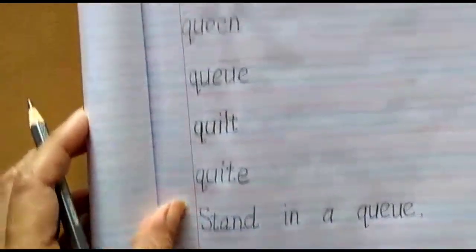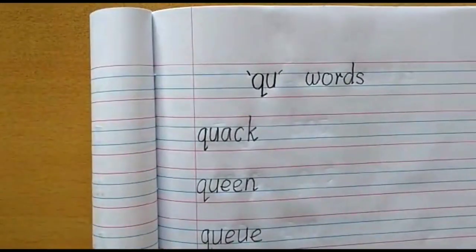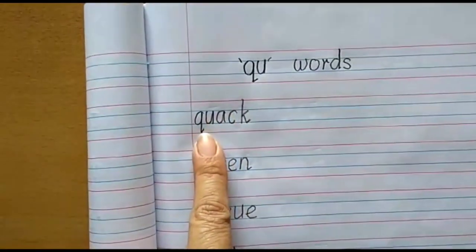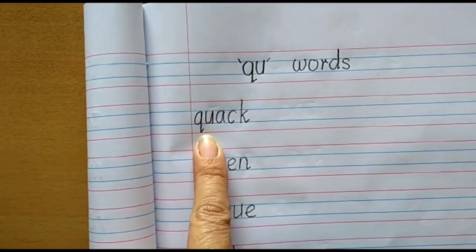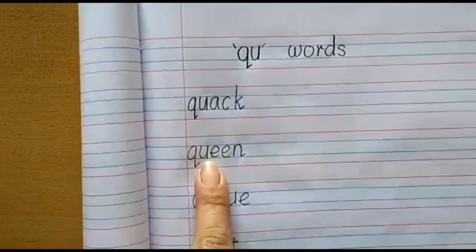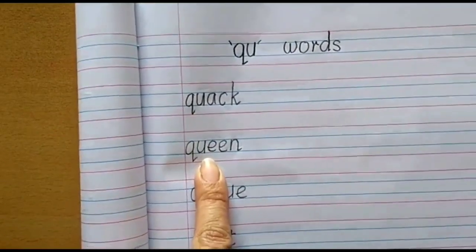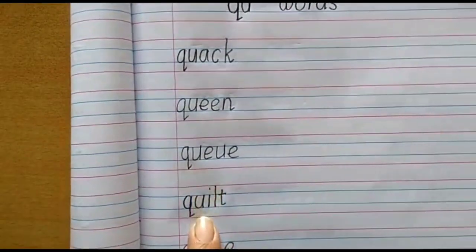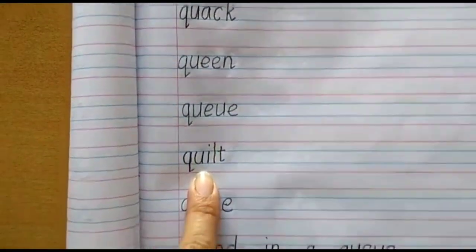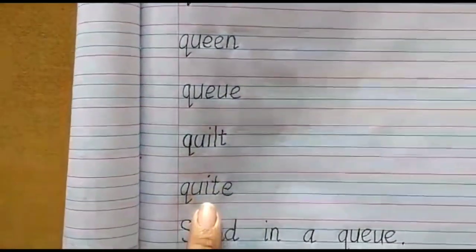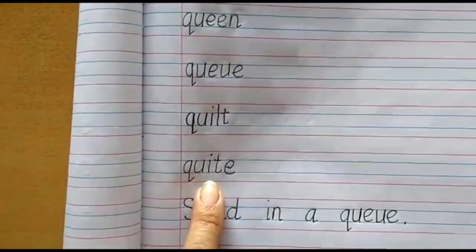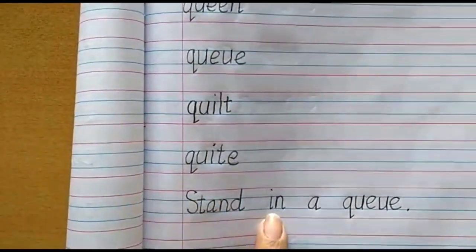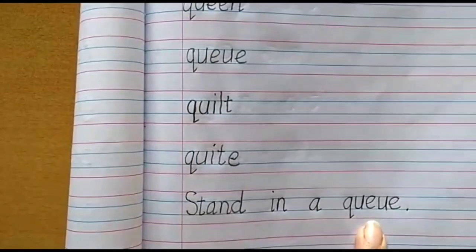Okay? So let us revise the words, what we have written today. QU words. Quack. Children, please repeat after me. Quack. Queen, queue, quilt, quite, and then we have written a sentence, stand in a queue.